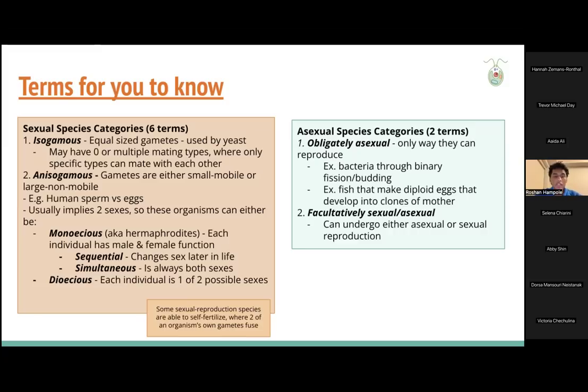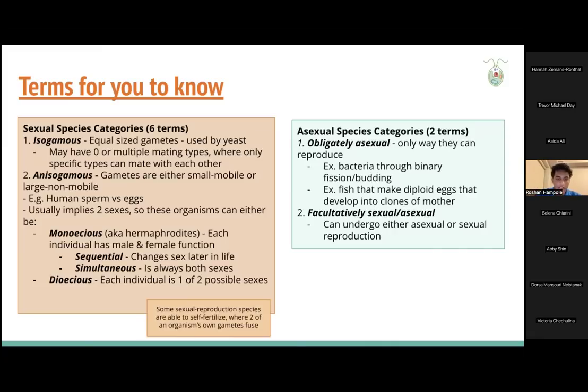You can have sequential hermaphrodites, which are animals that start out as one sex and then change to the other later in life. Or you can have simultaneous hermaphrodites, which is where from the get-go, each individual is both male and female at the same time.